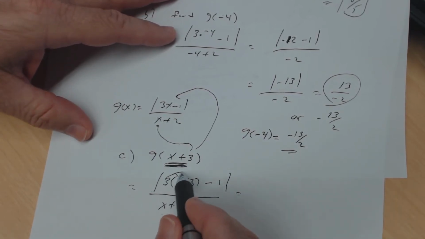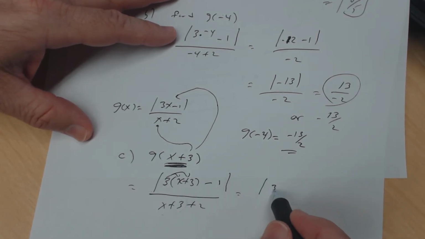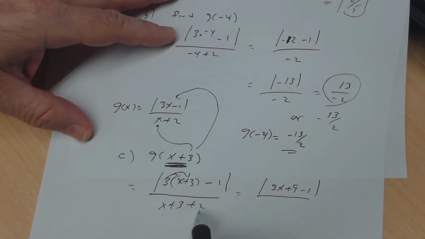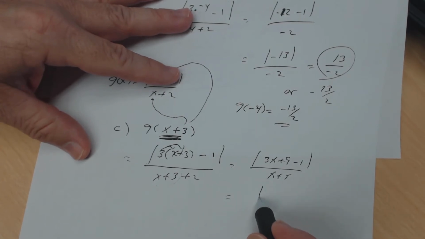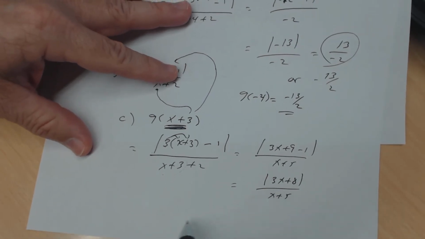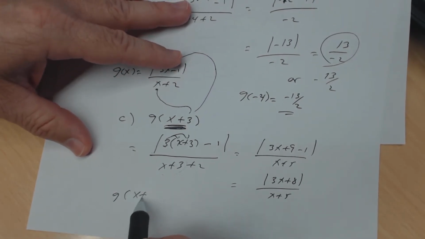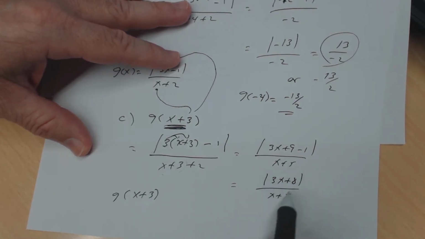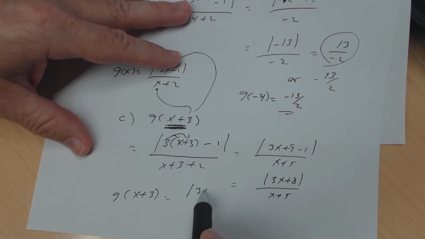Okay, well, distributing this, I get the absolute value of 3x, and then 3 times 3 is 9, so 3x plus 9 minus 1 over, and then combine like terms here, that's x plus 5. Combining like terms here, a positive 9 and a negative 1 is 8, so the answer is 3x plus 8 divided by x plus 5. So notice, I want to find g of x plus 3. Since I'm plugging in an algebraic expression, my answer is going to be an algebraic expression. So the absolute value of 3x plus 8 divided by x plus 5.